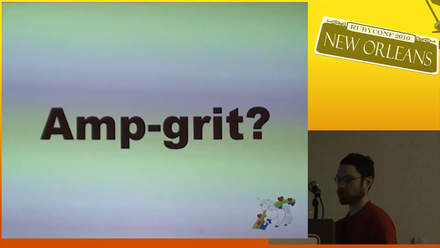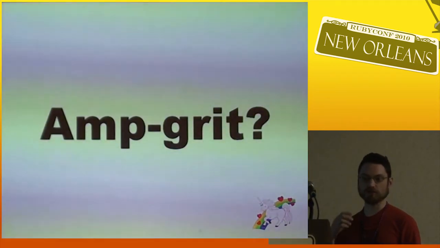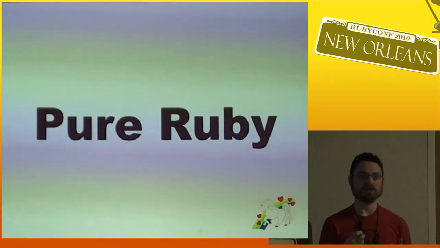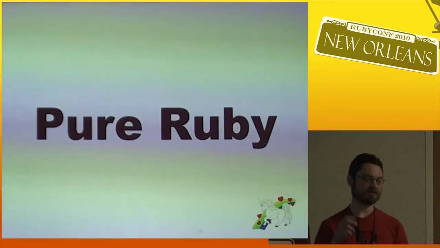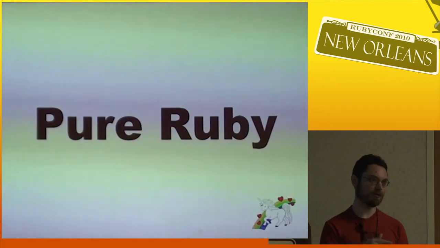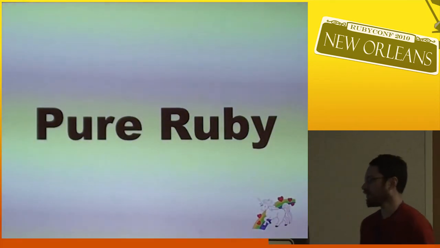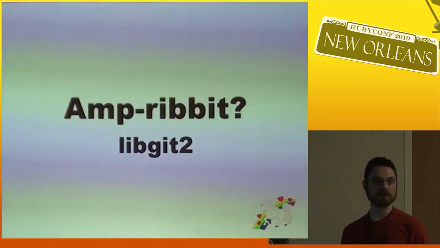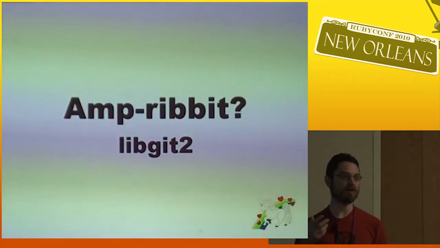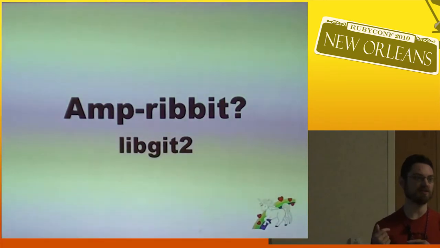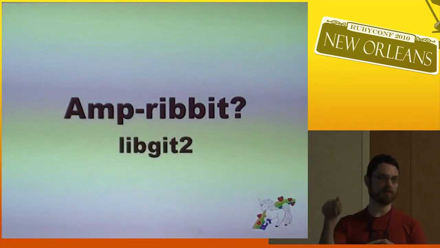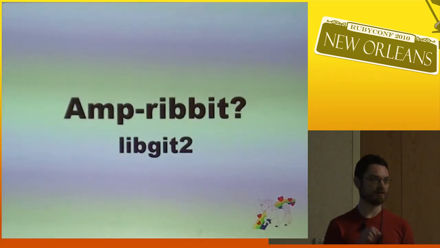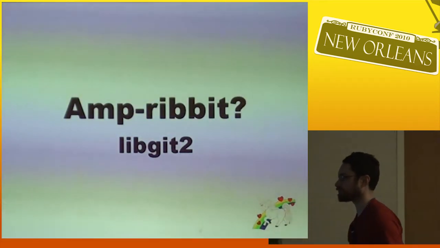What Amp had started working on in the edge John Locke was a pure Ruby implementation, and ultimately they want to have pure Ruby because then Amp runs everywhere Ruby runs. You don't necessarily have the portability concerns like some of the earlier versions of Git had. And today I learned about a project called Ribbit, which is wrapping something called libgit2, a more library-oriented re-implementation of Git in C, so it'll still have full speed, and Ribbit is a Ruby wrapper around that. So this will be a very interesting avenue for us to poke at.